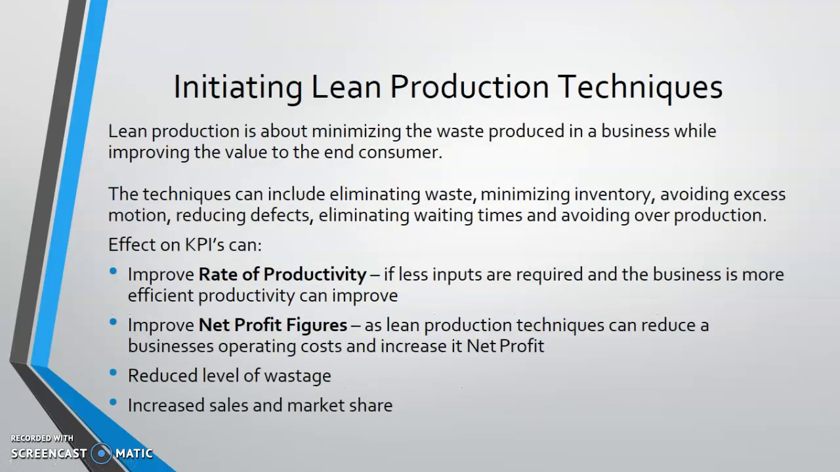All right. Now, initiating lean production techniques. So, lean production, we've learned this in operations management. That was outcome 3 in unit 3. So, lean production is about minimizing the waste produced in a business while improving the value to the end consumer.